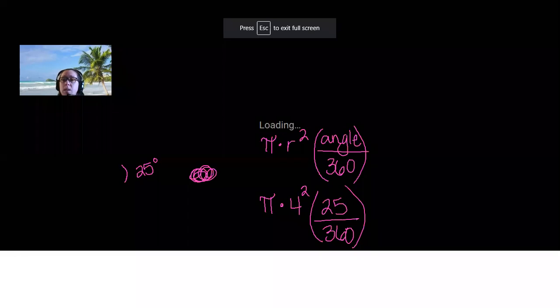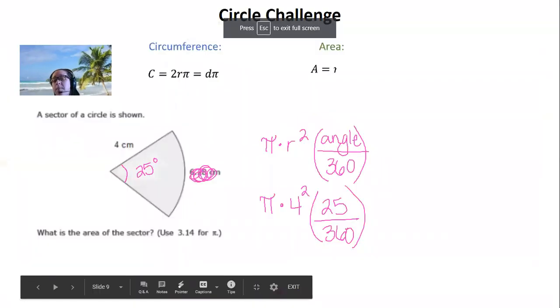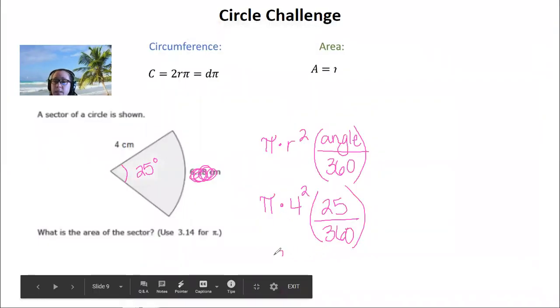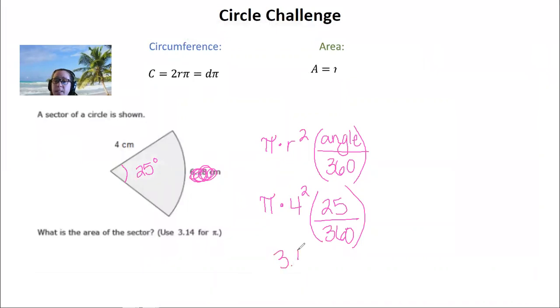Cool. Now, here's the thing about this area of a sector. 3.49 centimeters squared. Does anybody have questions on that first? Did I lose anybody? I know we're switching formulas quite a bit. Okay, cool. So it's just taking your area and multiplying by the angle out of 360.